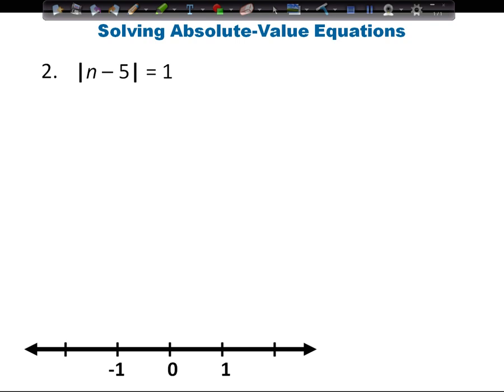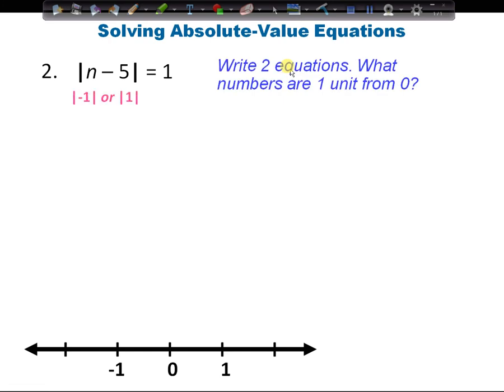We're going to look at number 2, and again, you're not going to write this down. You have the absolute value of n minus 5 equals 1. Because our absolute value bars are isolated on this side of the problem, we're going to go ahead and set up two separate equations. It says write two equations. What numbers are 1 unit from 0? Both negative 1 and 1 are 1 unit from 0. So you have n minus 5 equals negative 1 and n minus 5 equals 1.